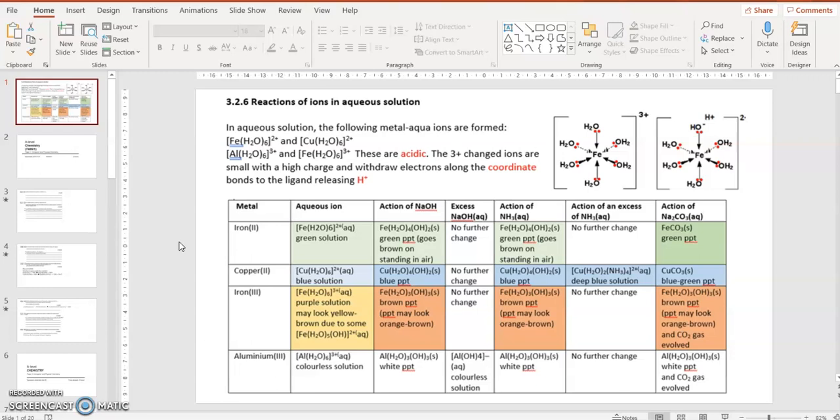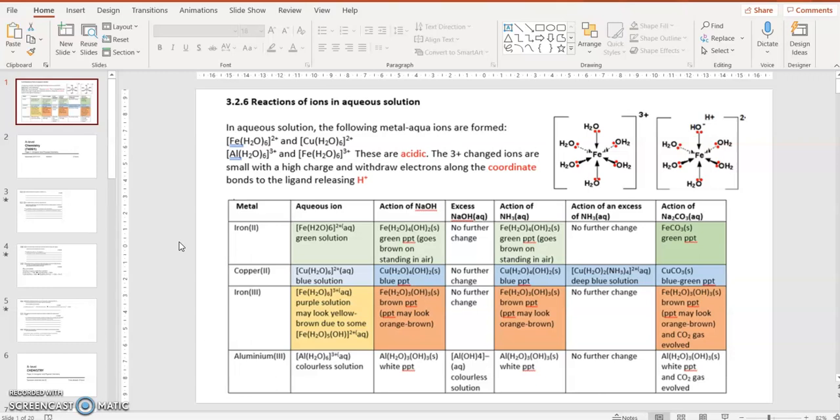What happens if you add excess sodium hydroxide? No change. Apart from with aluminium, the white solid gains another OH minus and becomes Al(OH)4 minus. It gets a minus charge overall now, because 3+ from the Al, 4 OH minuses would leave a minus charge overall, and it dissolves and forms a colourless solution.